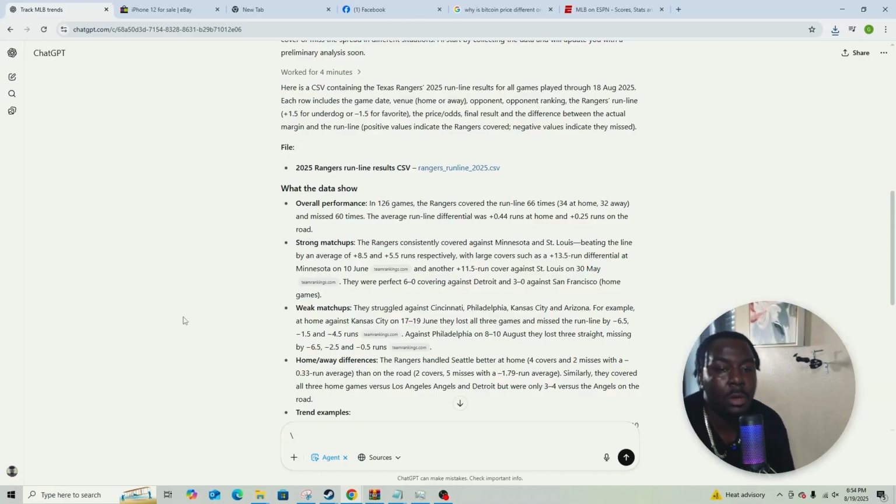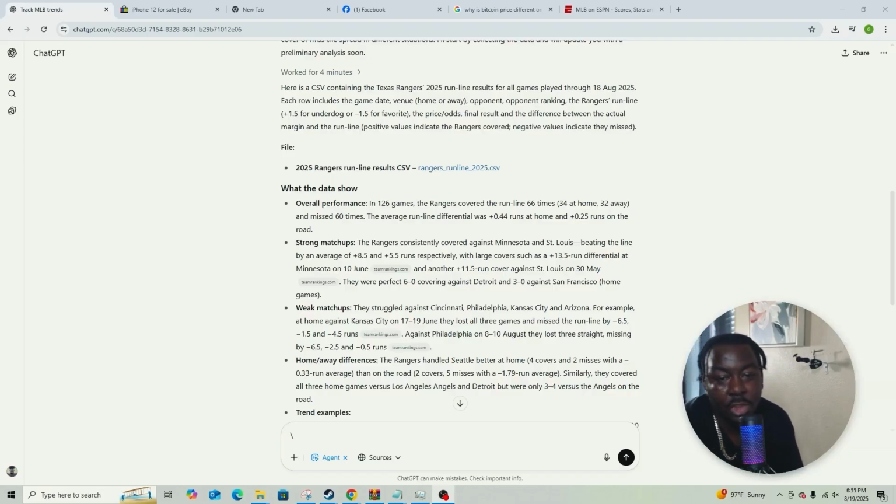So we know, okay, boom, when the Rangers face Minnesota and St. Louis, they give them a beating. Not only do they give them a beating, because that doesn't always mean that in sports betting. Sometimes it means that those teams are maybe supposed to beat the Rangers, but the Rangers give them a good fight. So that's what that means.